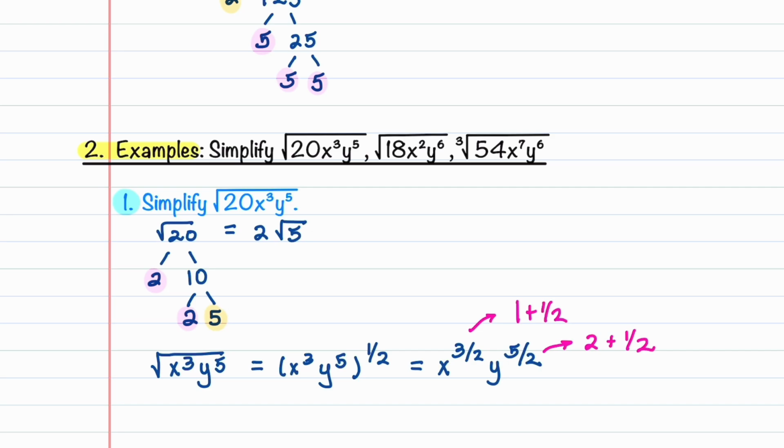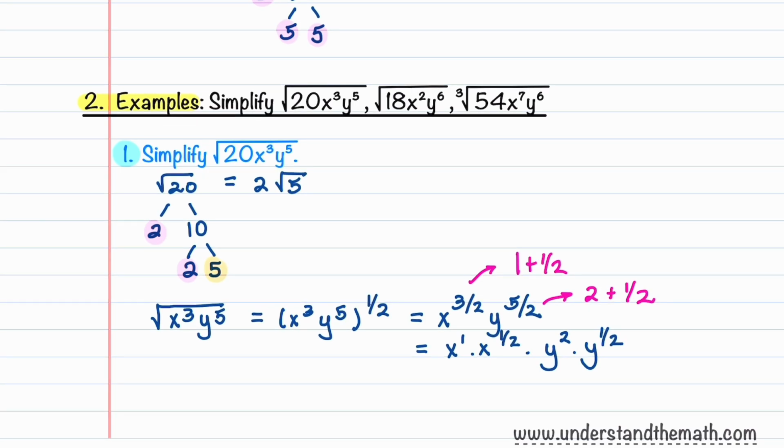We're just pulling out the integers. Now we can rewrite this as x to the first power times x to the 1/2 power, and then y to the second power times y to the 1/2 power. We'll pull out the integer exponents first, and we'll write this as xy squared times the square root of xy. Now we're going to combine our two answers.